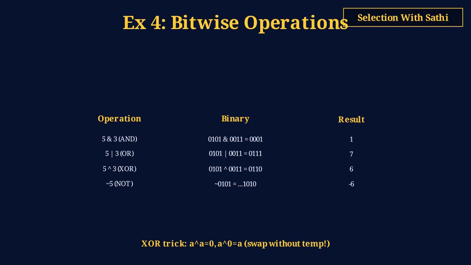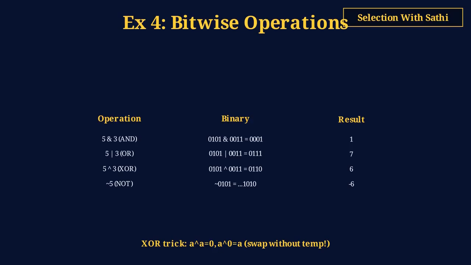Bitwise or: 0101 or 0011 equals 0111, which is 7. Or gives 1 when at least one bit is 1. Bitwise XOR: 0101 XOR 0011 equals 0110, which is 6. XOR gives 1 when bits are different.